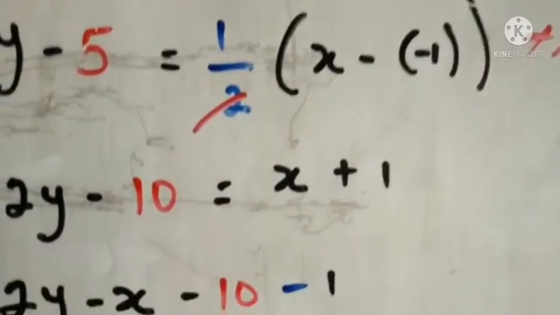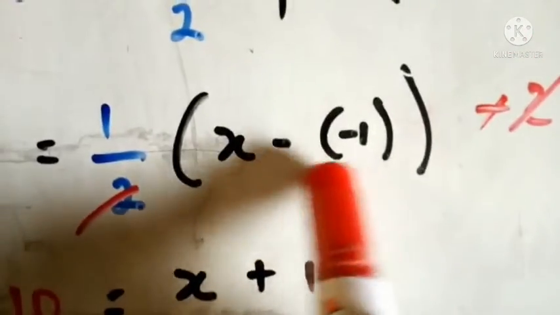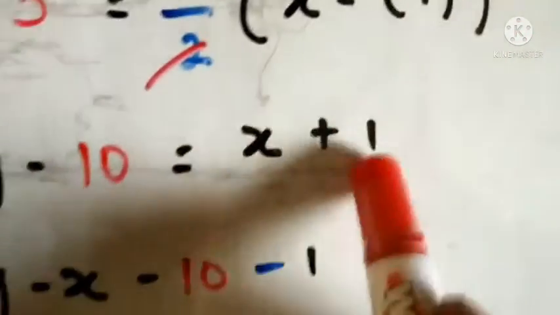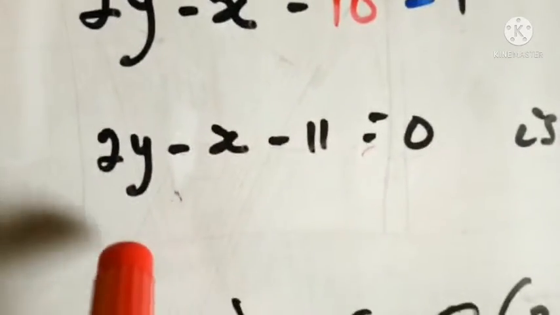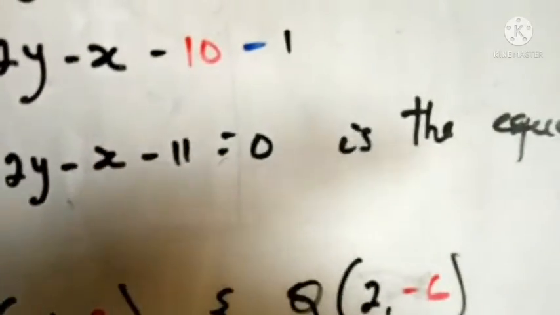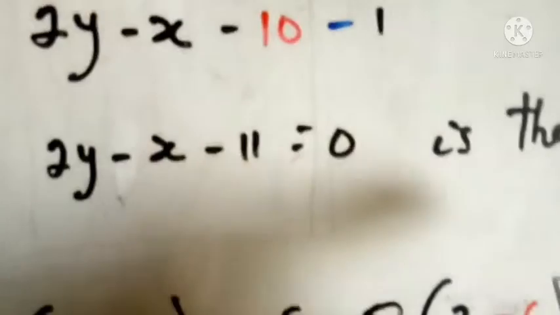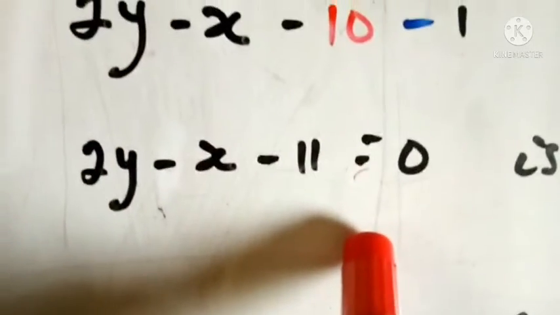So that is how I got my x plus. You see there's a minus here, so this guy will tend to be a positive. So plus 1. When you do everything correctly, you should arrive at 2y minus x minus 11 equals 0 as the equation of the line. That is exactly what I explained earlier on. So this looks like the equation of a line.